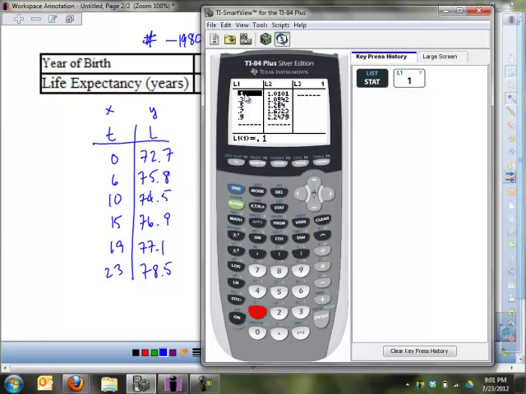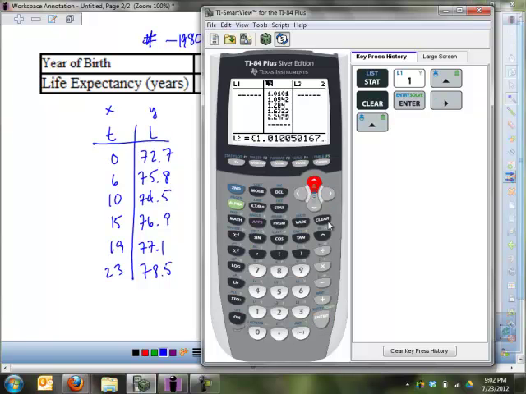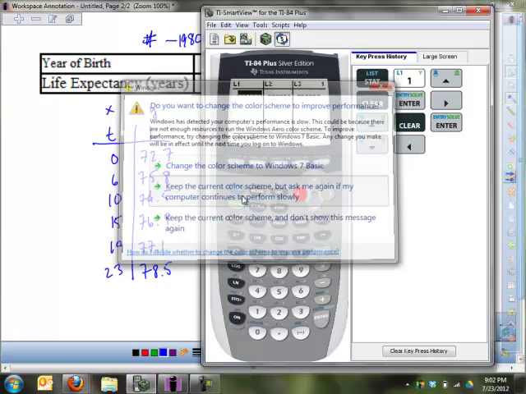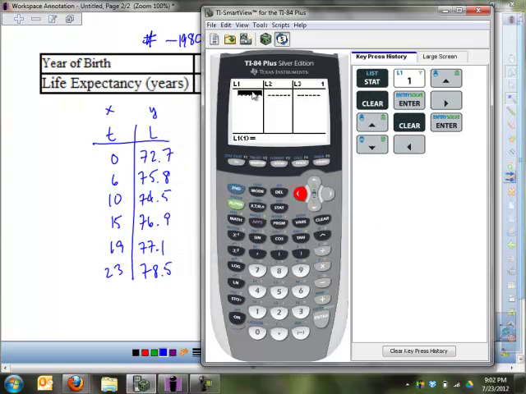Now my cursor is in L1, on the first element. I want to hit the up button and clear that out. Now press enter. I might as well clear out the second list too, so I'm going to right arrow and up arrow to get to L2 and clear that again. It's important to make sure that your lists are clear before you type in, because if there are any extra values in your list, it's going to give you a dimension error.